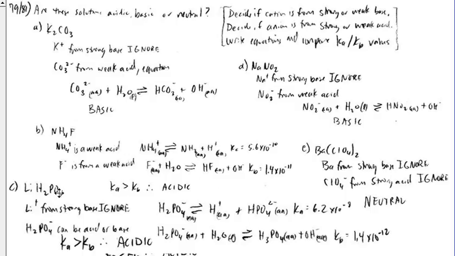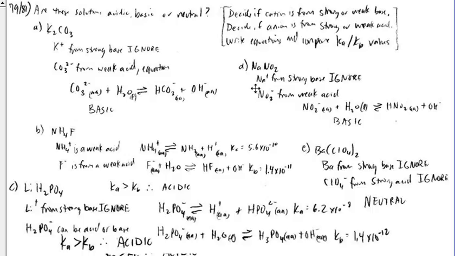Part C, LiH2PO4. The Li is from a strong base, so you get to ignore it. The H2PO4 minus can do both things. It could act as an acid or a base, and here's an equation for it acting like an acid. You can see a Ka associated with it, and here's an equation for acting like a base. Take a look at those and see if you can identify why they're acting like an acid or a base. But the Ka is greater than the Kb, so this one will be acidic.